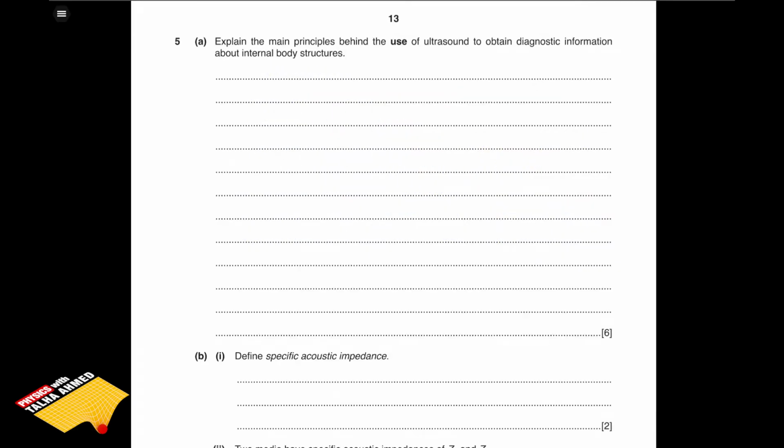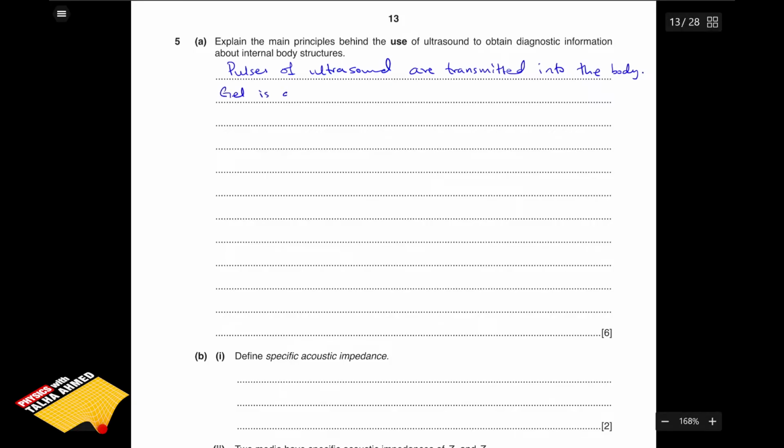Okay, so on to question number 5, and this question is mainly about ultrasound. The first part asks us to explain the main principle behind the use, and the focus is on the word use of ultrasound. So remember, there are two or three types of theory questions that you will see. There is this type of question where they are going to focus on the use of ultrasound, and then there is the other one where they are going to focus on the production or the detection of ultrasound. So how are the ultrasound waves used to make pictures of internal body structures?